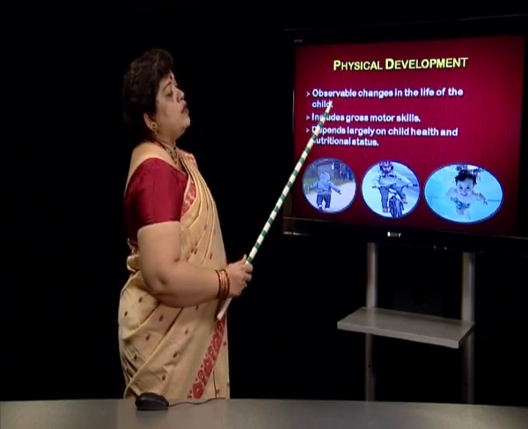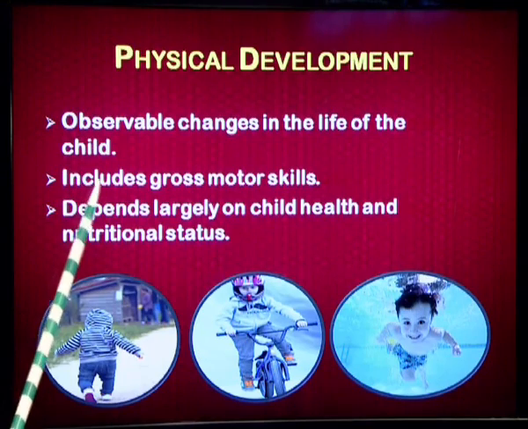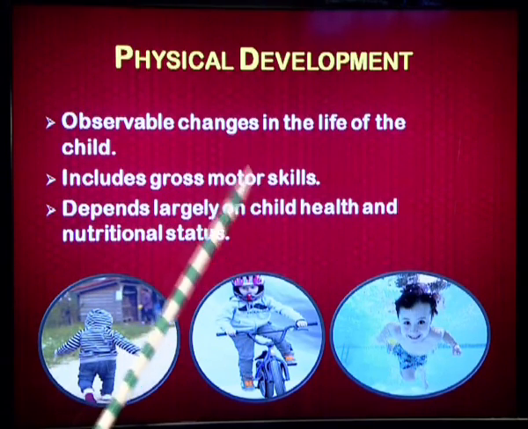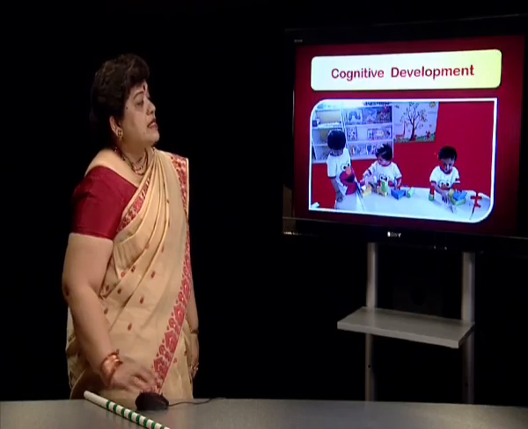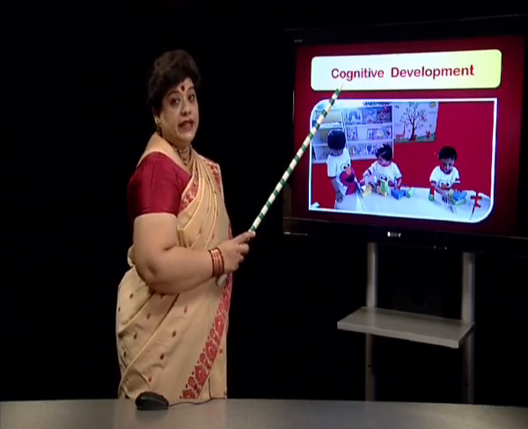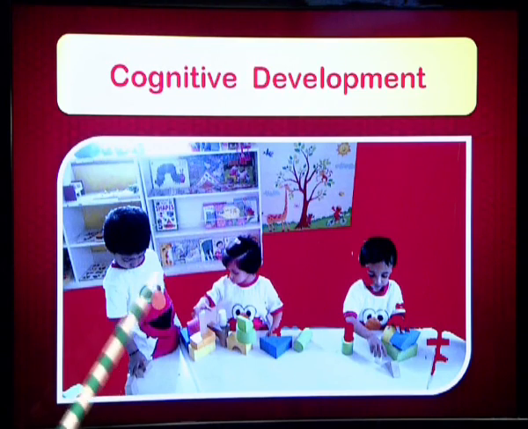Physical development is the observable change in the life of the child. It includes gross motor skills, and it depends largely on the child's health and nutritional status. If the child does not have good health and nutritional status, then physical development will be affected. Next is cognitive development. When we say cognitive, it means the ability of the child to think, to reason, to judge, analyze and assess various situations. You can see these children are playing with the blocks. They are trying to use their mental faculties to make the best out of these blocks.